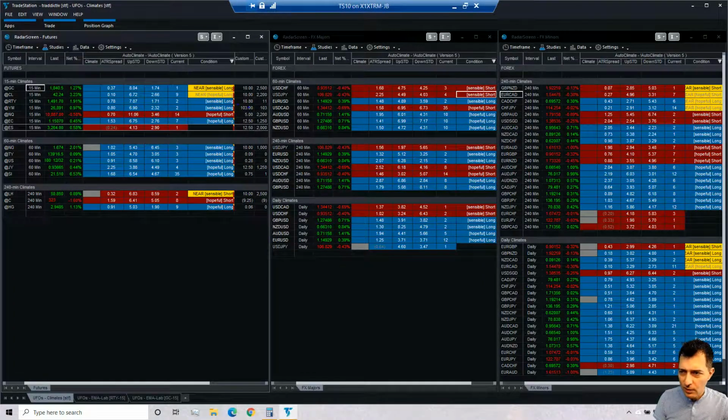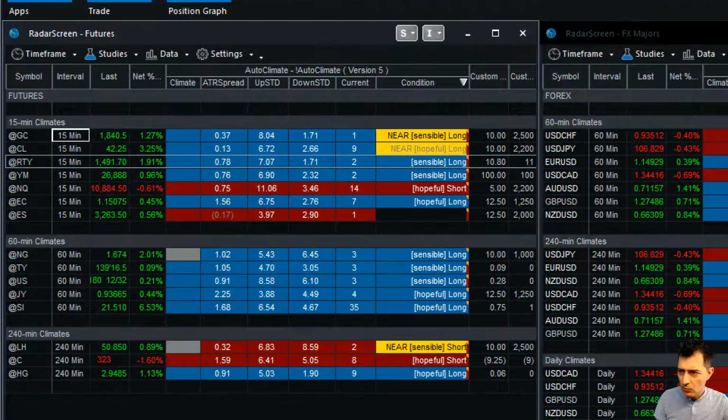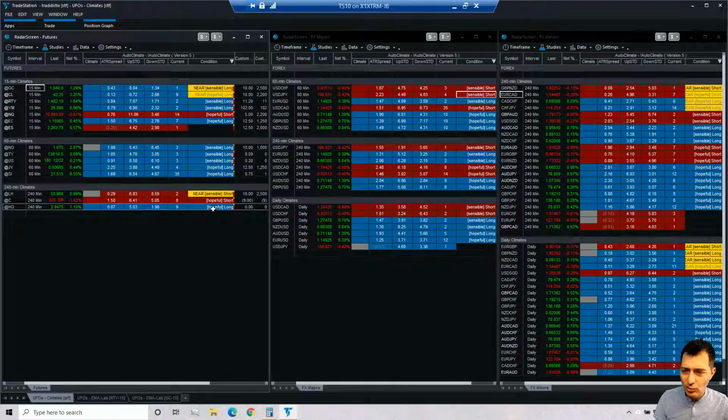Well, with crude oil, let me zoom in. With crude oil, we have an opportunity near hopeful. What's the problem? The problem is the word hopeful versus the word sensible. In other words, statistics suggest up climates on crude oil should last for 7 candles. This is already candle number 9. In other words, that market may be close to changing climate, changing direction. So entering now is basically being late to the party, right?